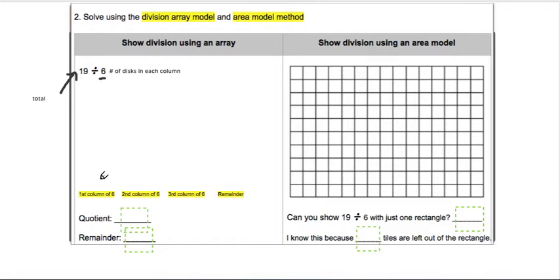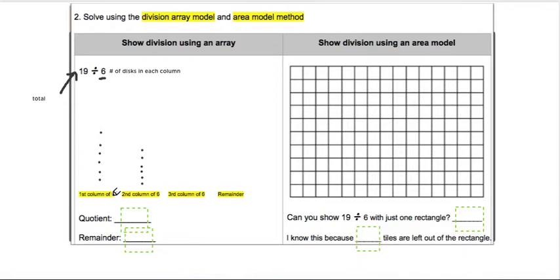Fabulous. 6. 1, 2, 3, 4, 5, 6. There is one column of 6. Can I make another? I most certainly can. Let's go ahead and count. 1, 2, 3, 4, 5, 6. There's 2 columns of 6. How many do I have so far?